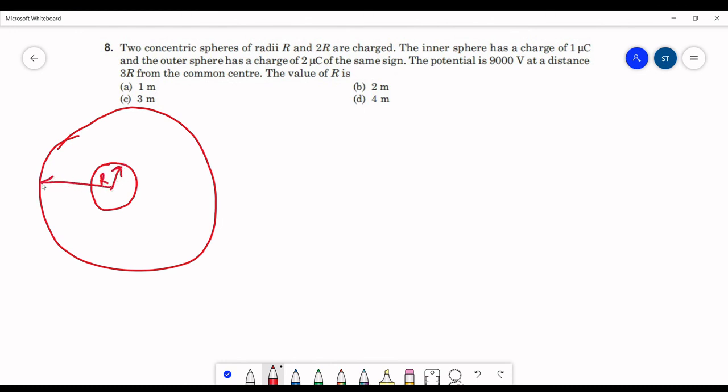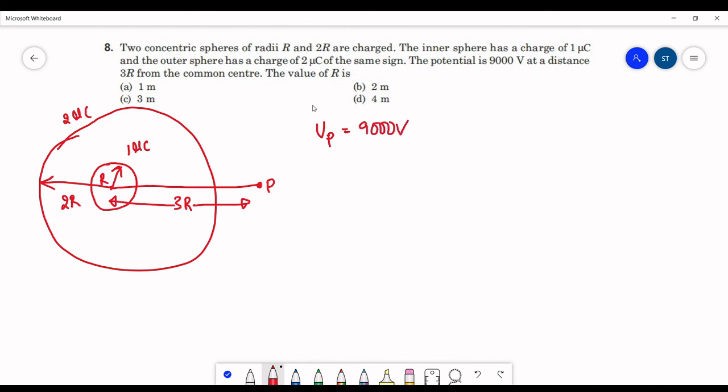The inner sphere is given a charge of 1 μC and the outer is given a charge of 2 μC. There is some point at a distance 3R from the common center, and the potential at this point, let us consider it as P, is given as 9000 volts. Now we have to find the value of R.